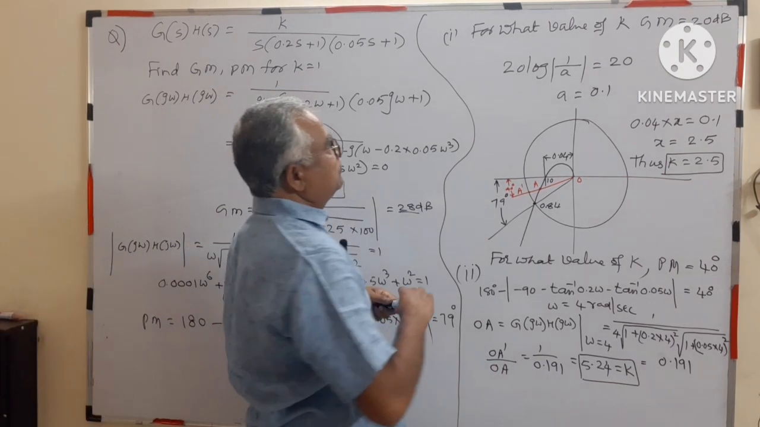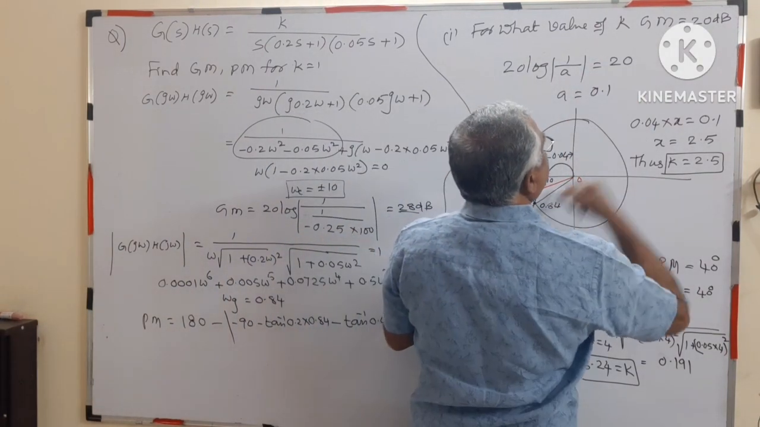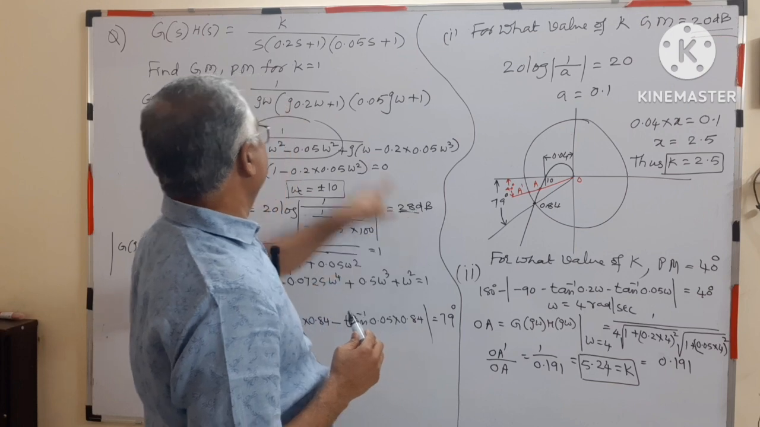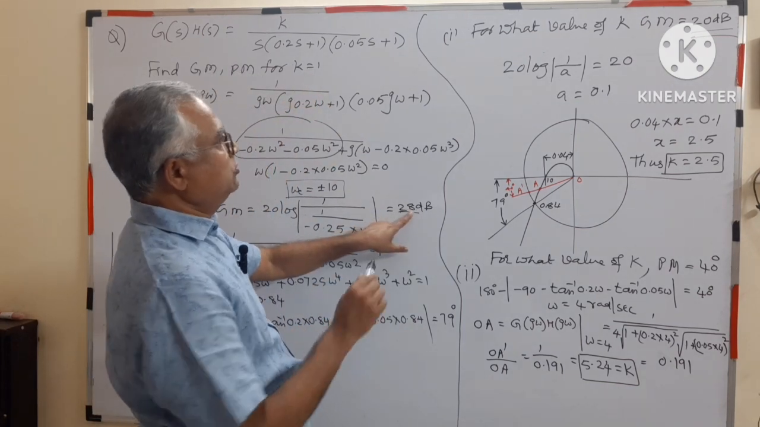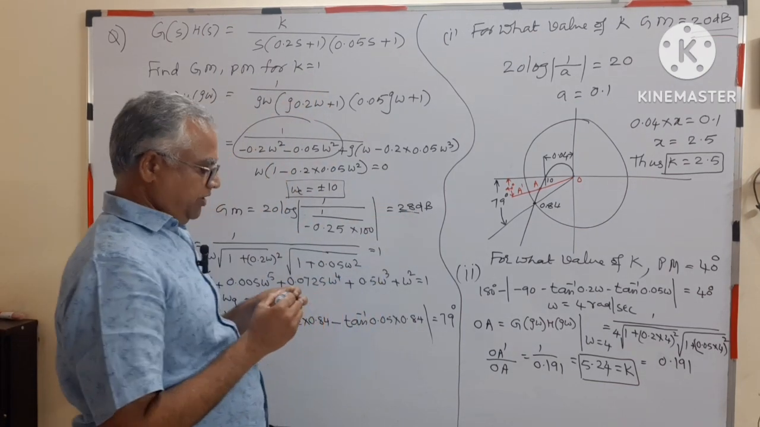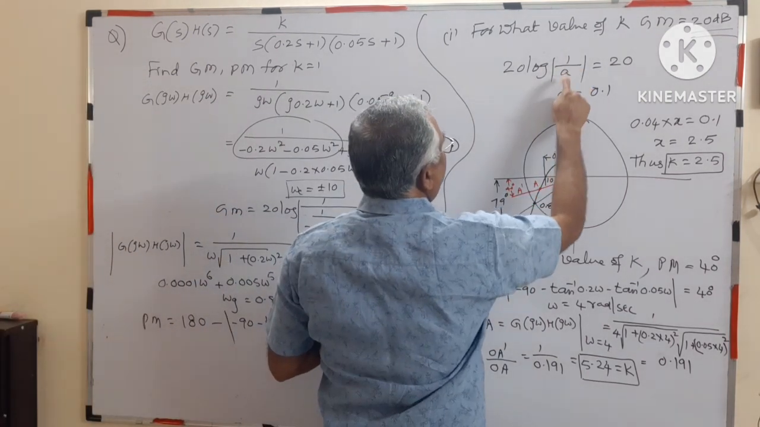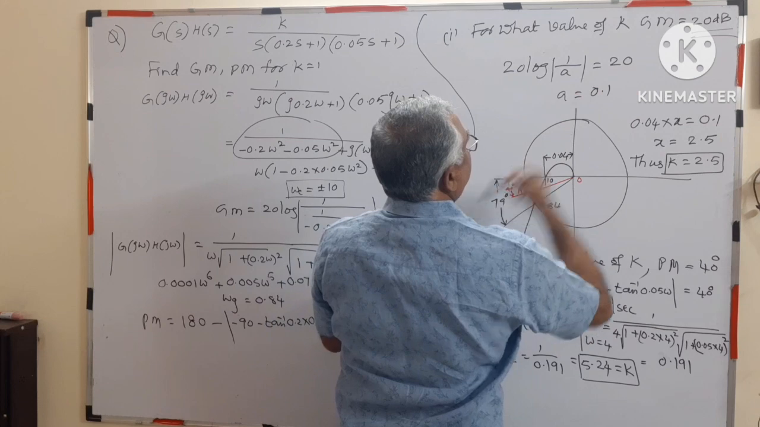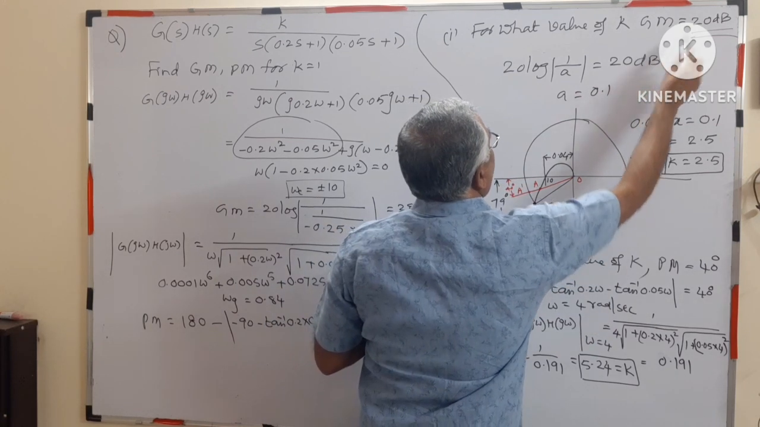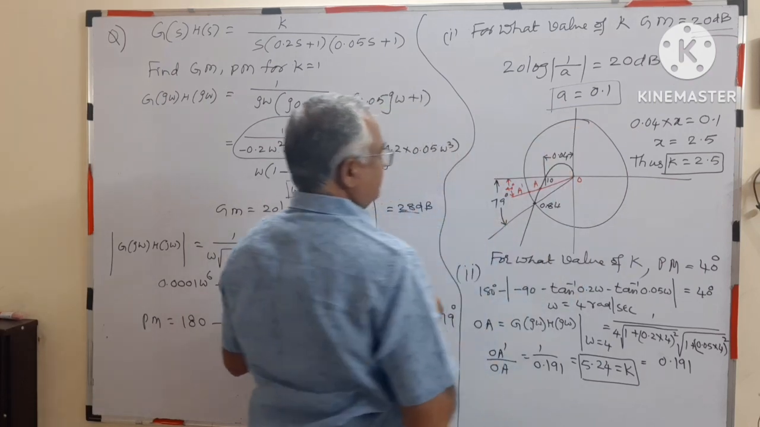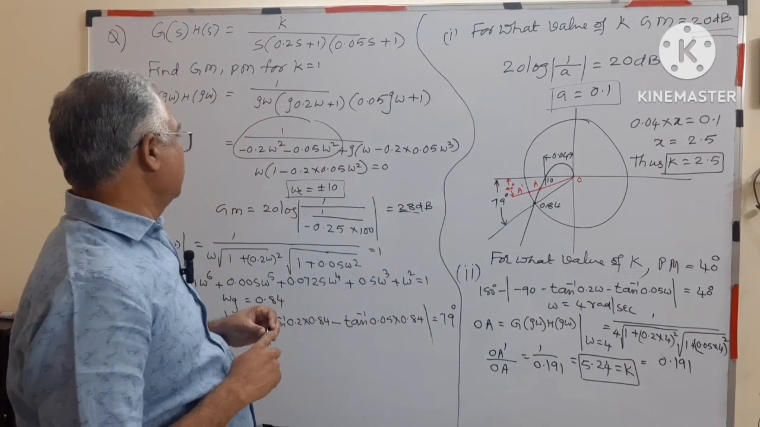What is next? For what value of k is gain margin 20 dB? Previously, with k equal to 1, it was 28. To get 20, what should be the value of k? So how can that be done? 20 log 1 by a is equal to 20 dB, because what we need is 20 dB. So the a value should be 0.1.